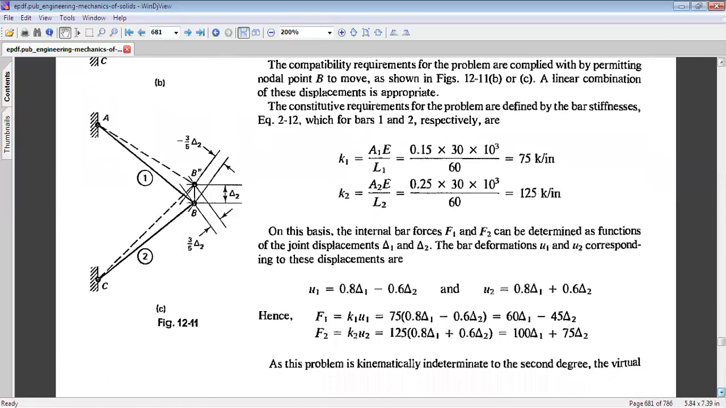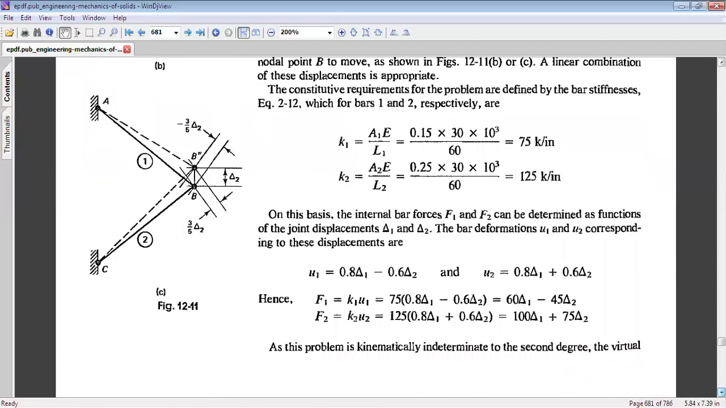Now we can see that for these particular values of U1 and U2, the forces which would get developed in members 1 and 2, denoted by F1 and F2, would be: F1 equal to K1 U1, that would be equal to 75 (0.8 delta 1 minus 0.6 delta 2), that is 60 delta 1 minus 45 delta 2. Similarly, F2 would be equal to K2 U2, that is equal to 125 (0.8 delta 1 plus 0.6 delta 2), equal to 100 delta 1 plus 75 delta 2.